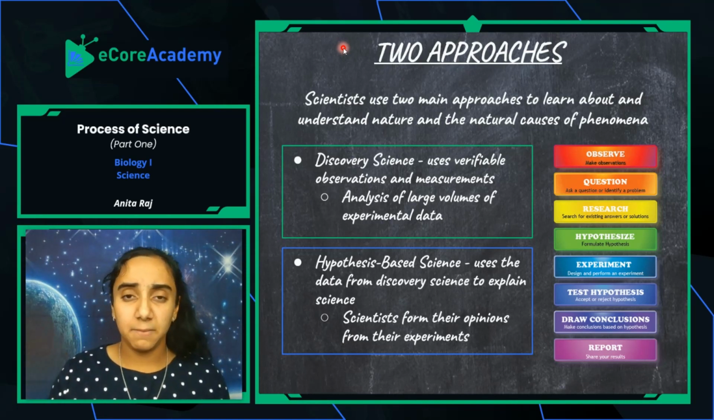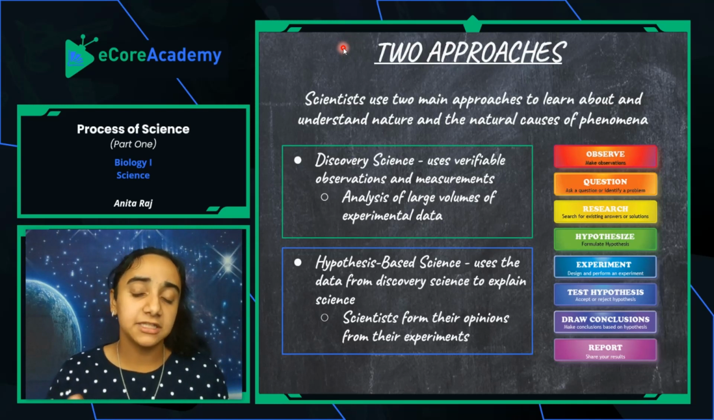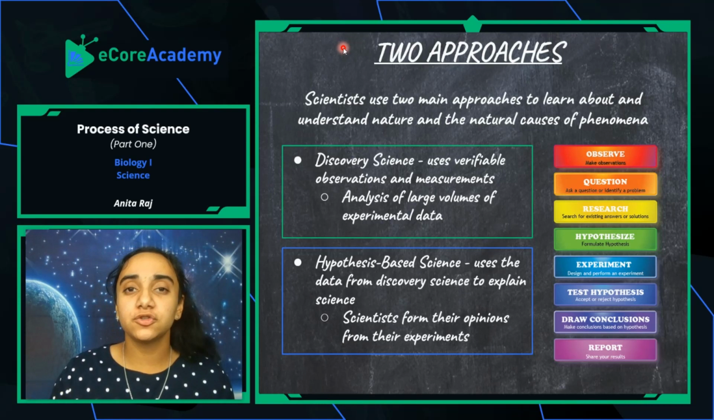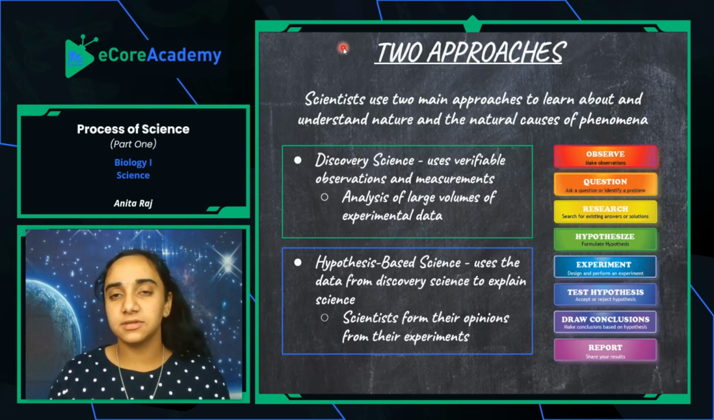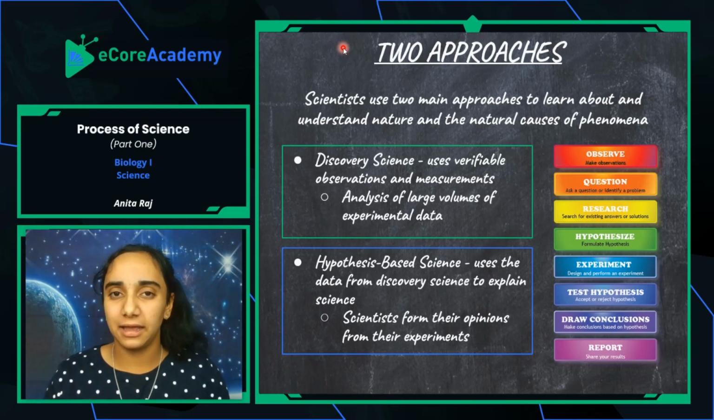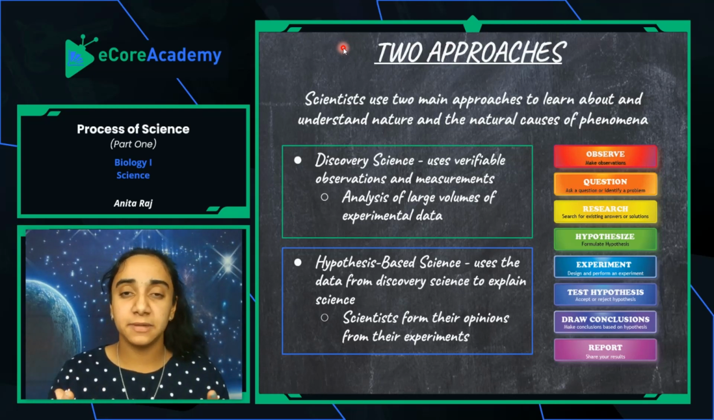So like I said with that mice example, you might be recording the time it takes for these different mice to go through a maze. After you collect that data, what do you do with it? That's where hypothesis-based science comes into play. That's where you draw the conclusion. If this happened during the experiment, then this is why it happened. That's pretty much what hypothesis-based science is.